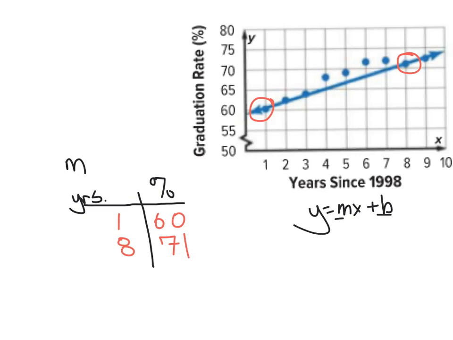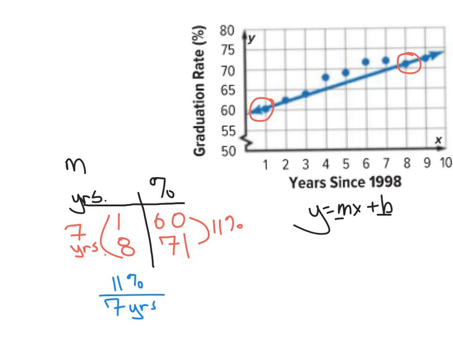Okay, once I've got my 2 points picked, I'm going to count my slope. So to find my change from 60 to 71, I'll just take 71 minus 60, which is a positive 11. So there are 11 between 60 and 61, and that is a percent. And then 1 to 8, 8 minus 1 is 7. So what this means is that there is an 11% increase in graduation rate per every 7 years.